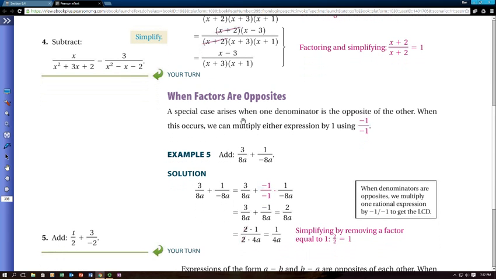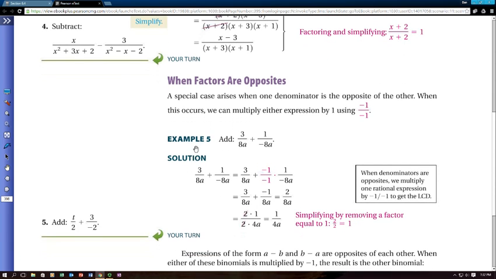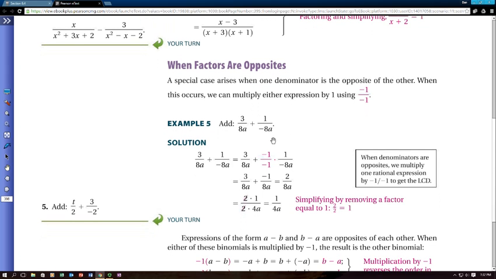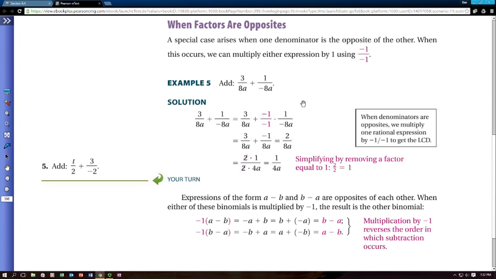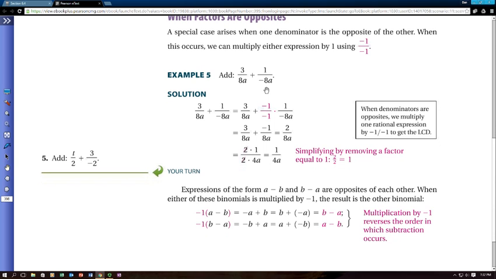The last part of this section is when factors are opposite. And again, I kind of explained that at the beginning of the section. If I want to change the sign of anything, I can multiply it by -1. In fact, multiplying by -1 is saying I want the opposite of that, or I want the sign change in this case. Well, I can do this with fractions as long as I multiply by 1. Now, I can make a fraction equal to 1 by going -1 over -1. So like in this case, I have 8a and -8a. I'm going like, wow, it'd be nice if I had a way to make these the same denominator.